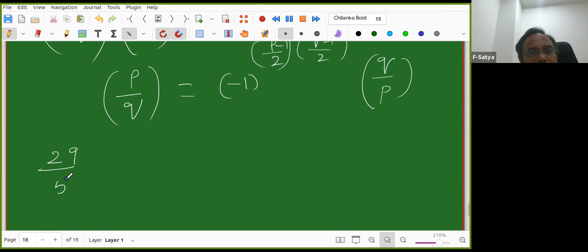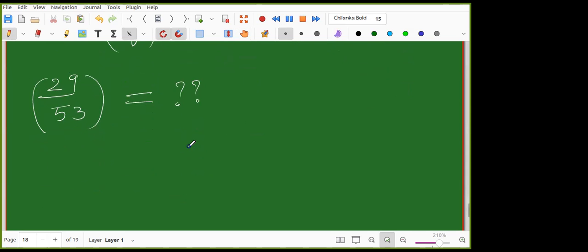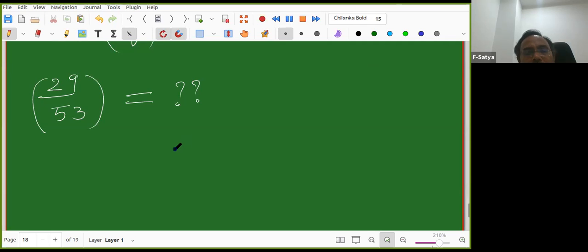29 by 53. You want to compute this Legendre symbol. What is the first step you do now? -1 raised to power 14 into 52 by 2. Why are you doing that much? Let us work out. You may be telling for some reason, so I'll come to you. Somebody else can tell me another approach.